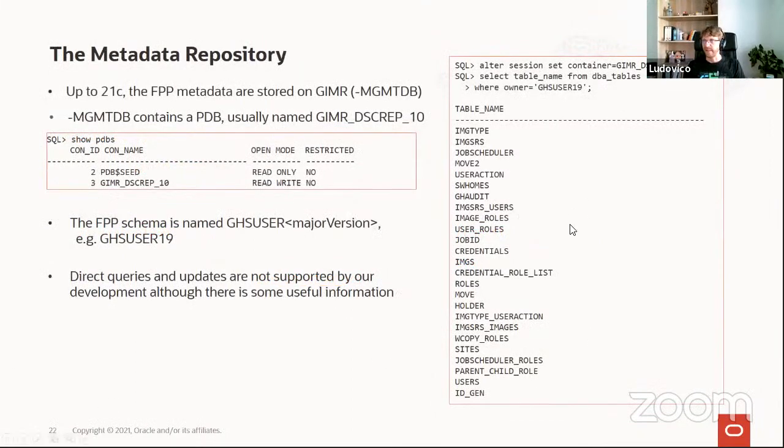And we have those details stored in the metadata repository, okay? So the metadata repository is a CDB that contains a PDB, whose name is usually GIMR_DSC_rect_10. I don't know why we have this name, but it's always the same. And inside this PDB, you will have a schema that will contain the FPP metadata. And the name is GHS user 19 for 19, and will be 21 for 21.